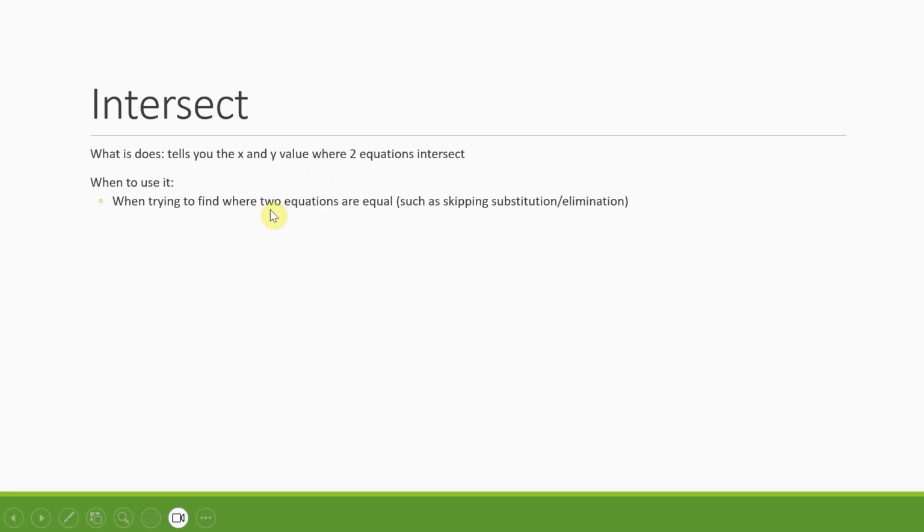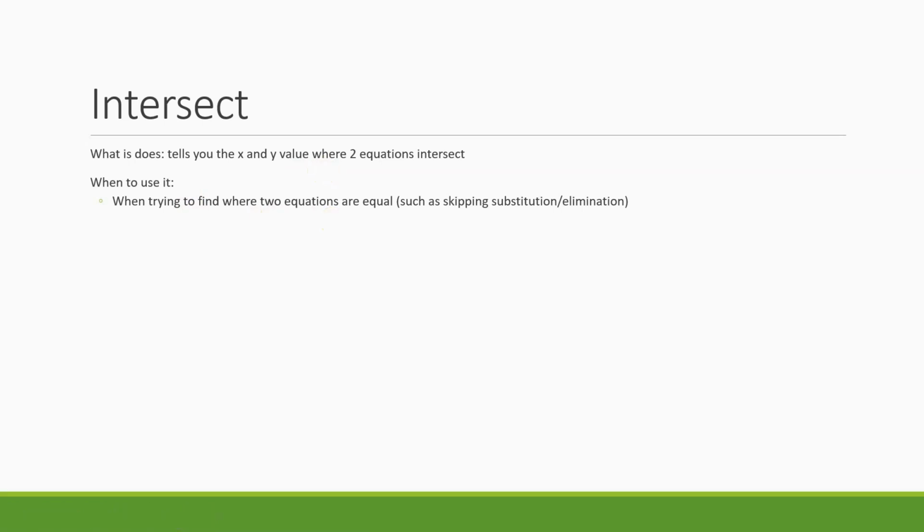Next, we're going to go to some others that are similar to the 0, a little less useful, but nice when it does come up. The first one is going to be intersect. What it does is it's going to tell you the x and y value where two equations intersect. On the ACT, I can use this whenever I have two equations that I need to solve.